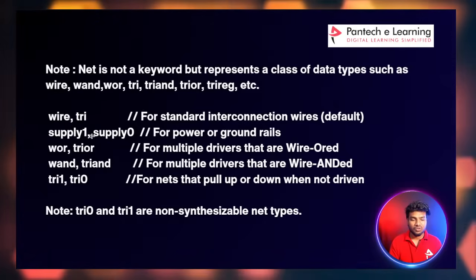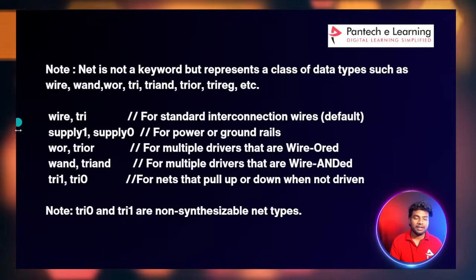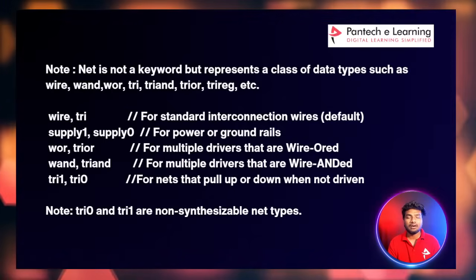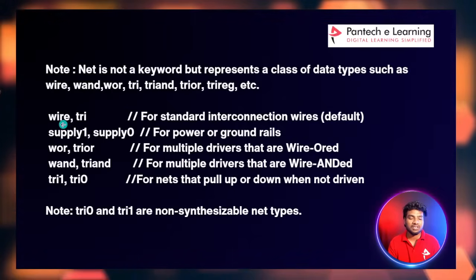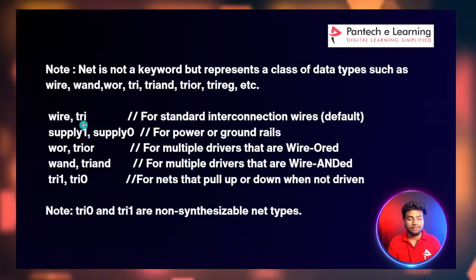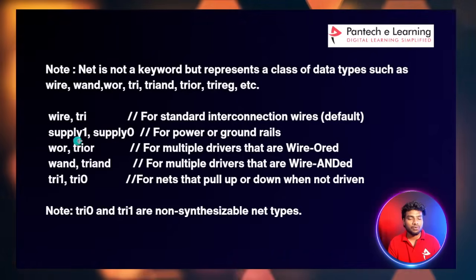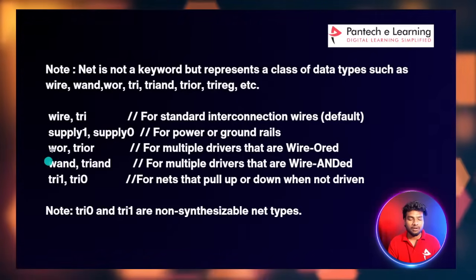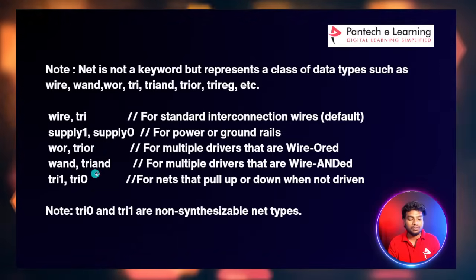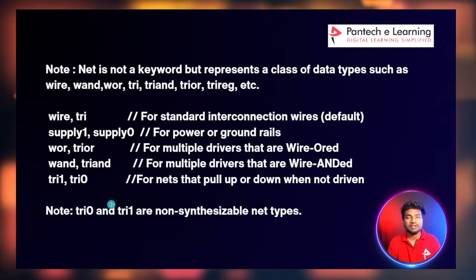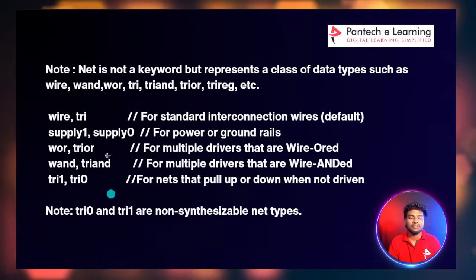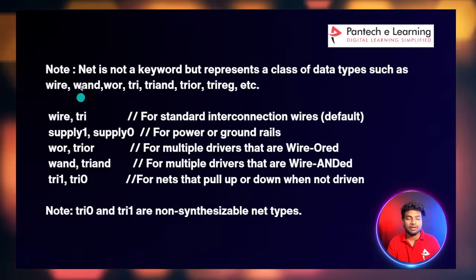Now these are the net data types. The net data types have a lot of types. This is the first type, wire. We are mostly using wire only. And then tri, which is also one data type, and supply1, supply0, wand, wor, tri1, tri0. These are the net data type signals. But in Verilog HDL we are not using these kinds of things. We mostly use only the wire data type.